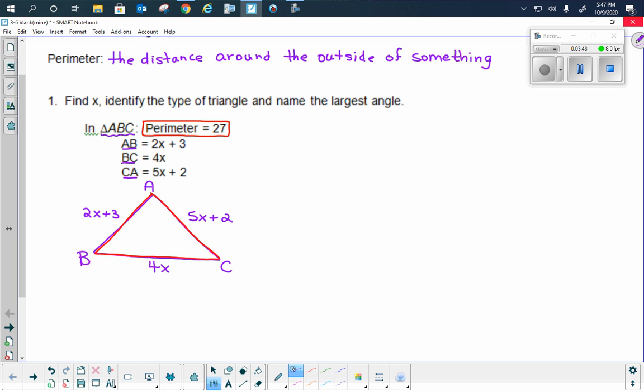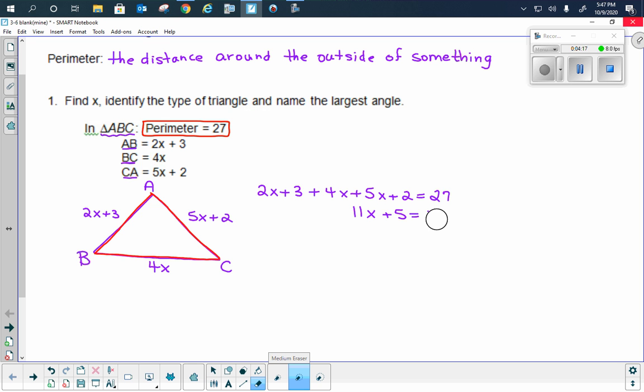So that should be telling you that your equation is 2x plus 3 plus 4x plus 5x plus 2 equals our perimeter of 27. Okay, combine like terms, 2, 4, and 5x is going to give us 11 x's. 3 plus 2 is 5 equals 27.